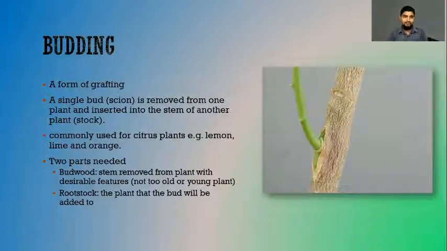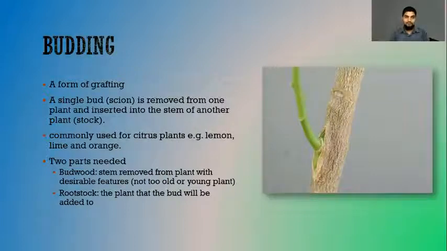Another method is budding. So it's a form of grafting. Some persons may use the word grafting interchangeably. So a single bud, and you refer to that as a scion, is removed from one plant and it is inserted into the stem of another plant, which is called the stock or the rootstock. It is commonly used in citrus plants, especially in Guyana. Example, lemon, lime, and orange or tangerine as well.